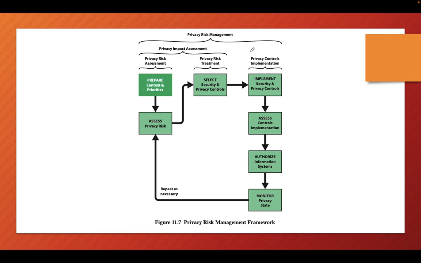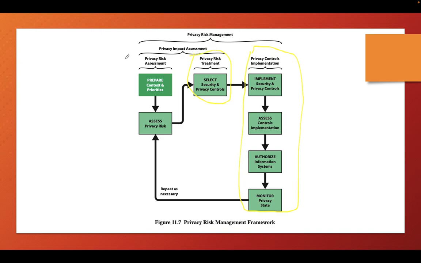So all these 4 steps that you carry out, like implement the security and privacy controls, assess the control implementation, authorize the information system, and monitor the privacy state, all of these are called the privacy control implementation. So it is one stage, despite comprising 4 elements. Then we have the select security and privacy controls step, which is the treatment. This is called the privacy risk treatment.